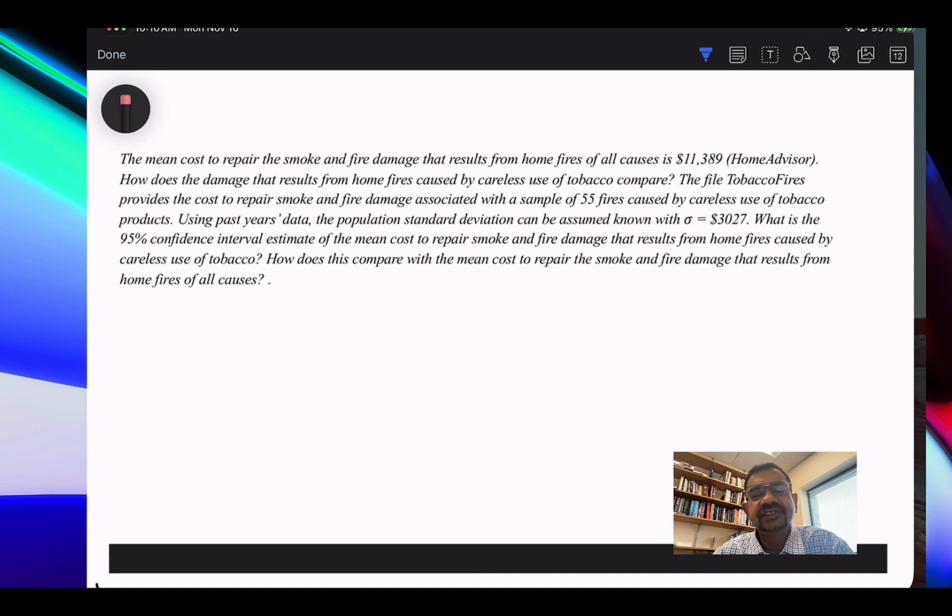Let us do one more example, and this time we will work with a data set. So let's say that we know that the cost to repair fire damage caused by fires from all possible causes was $11,389. We want to compare this to the cost to repair damages caused by fires resulting from careless use of tobacco. So let's say we have a data set.